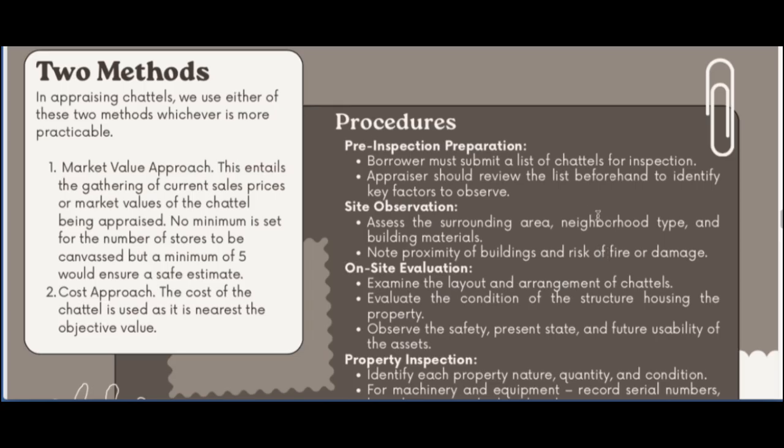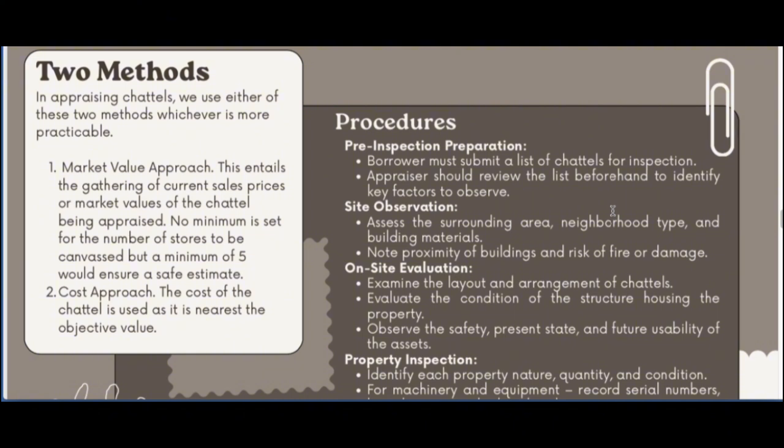Number 1. Pre-inspection preparation. Borrower must submit at least a chattel for inspection. The borrower must first provide a detailed list of all items or properties to be inspected. The appraiser then reviews the list to know exactly what to look for. Second, site observation. Assess the surrounding area, neighborhood type, and building materials. They assess the area. This means looking at the surroundings, neighborhood, its type, and the building materials used.